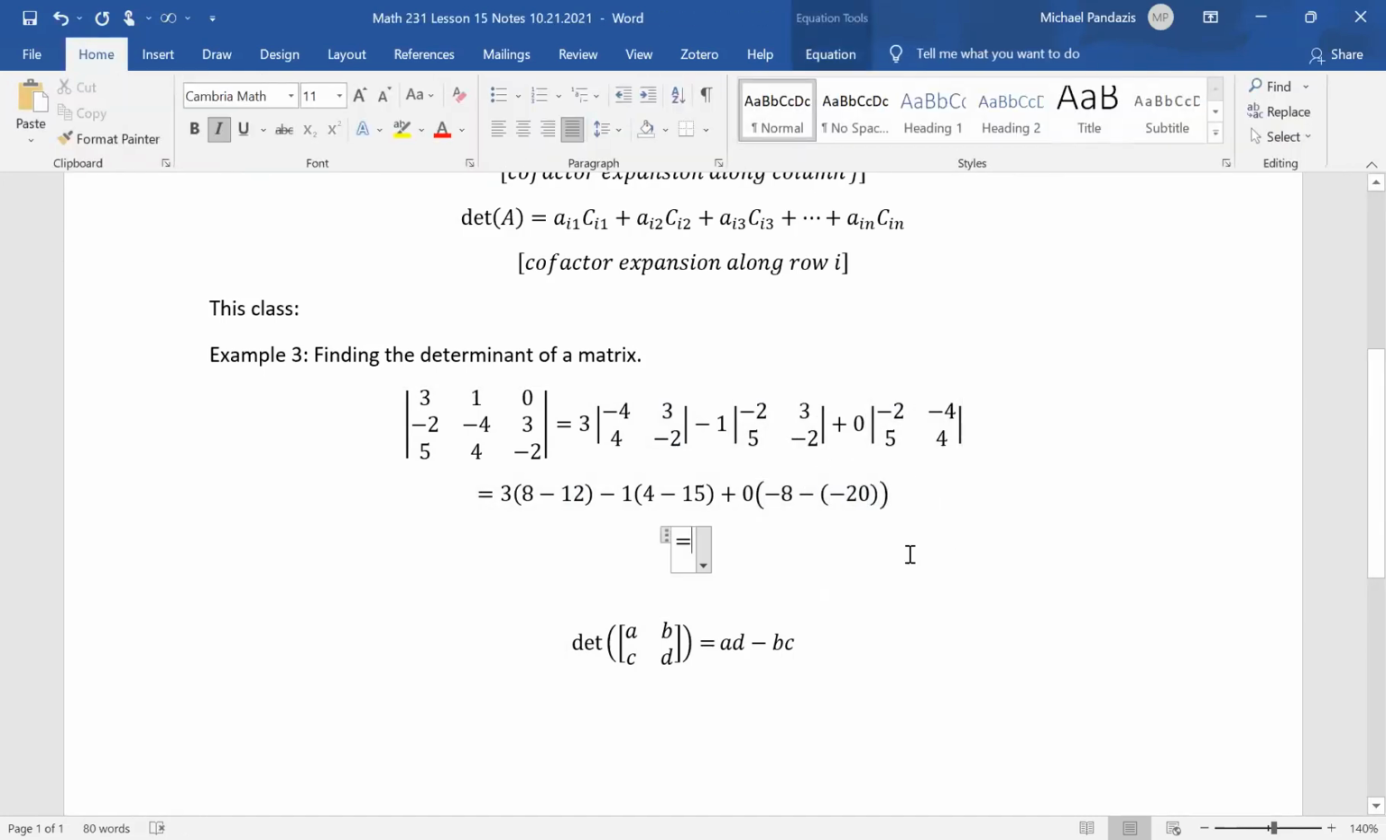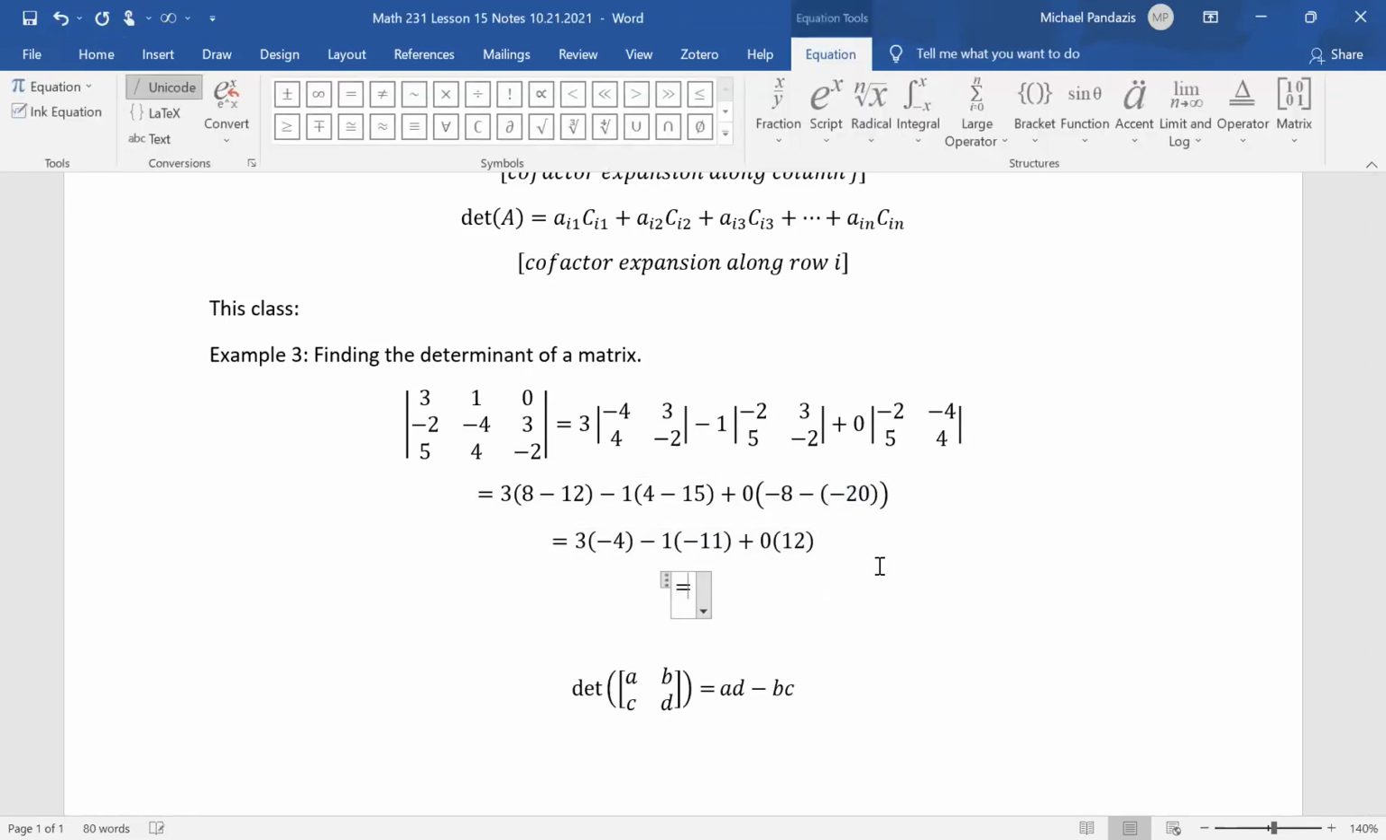Okay, in between steps, so you can follow what I'm doing. This is 3 times -4. This is -1 times -11. And this is plus 0 times 12. -8 minus -20 is -8 plus 20, which is 12. Okay, and so now this is equal to, and so you can just finish these calculations, -12 plus 11 plus 0. And that's equal to -1.